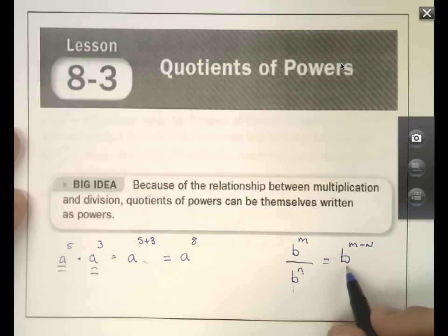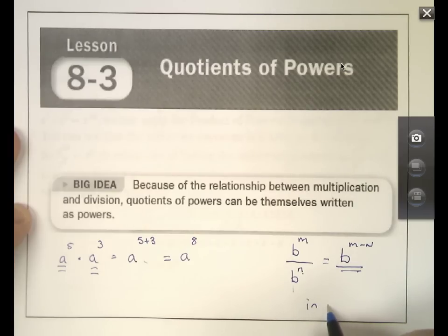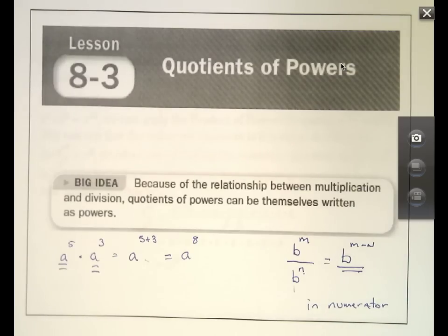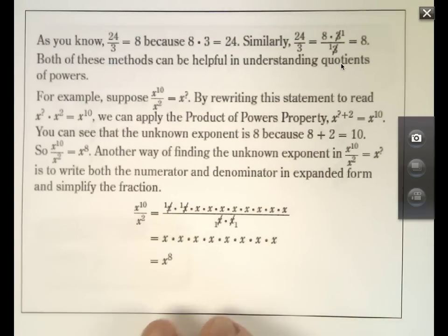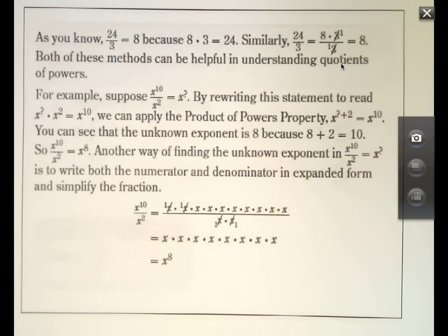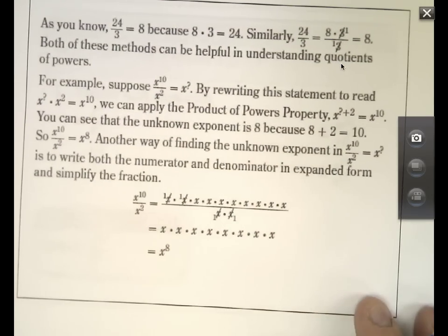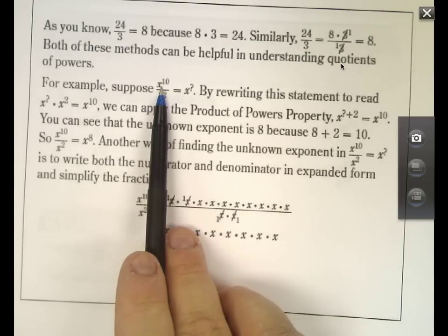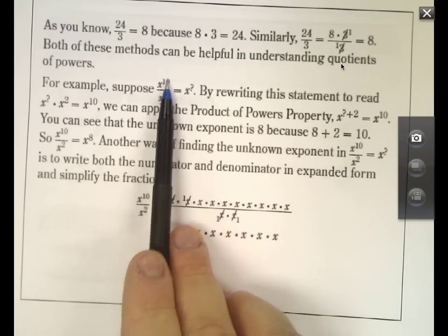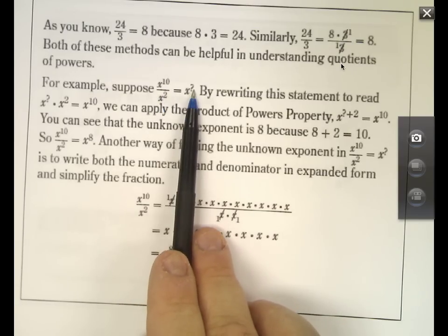Now, what I want you to notice is this is written in the numerator. And that's going to be very important when we get into negative exponents and all that, which we're going to get into tomorrow. So let's get into it. Here's something kind of similar to what I already talked about.